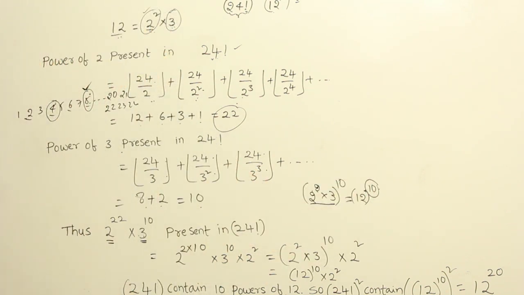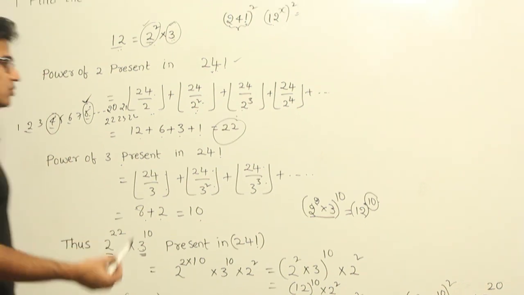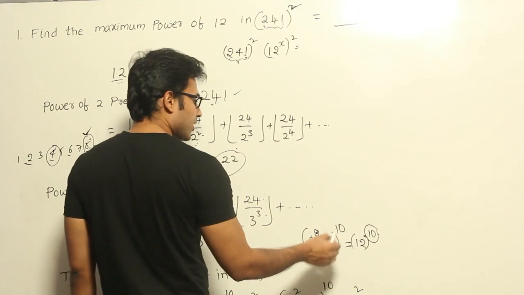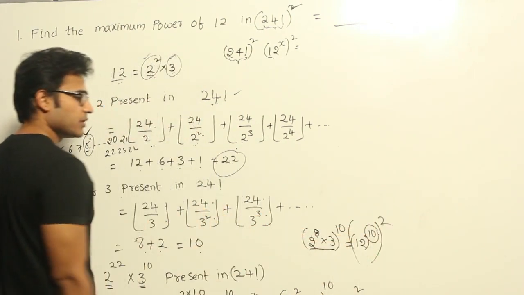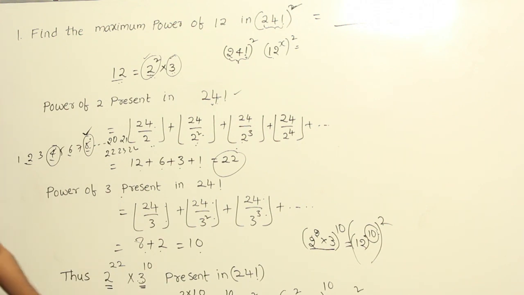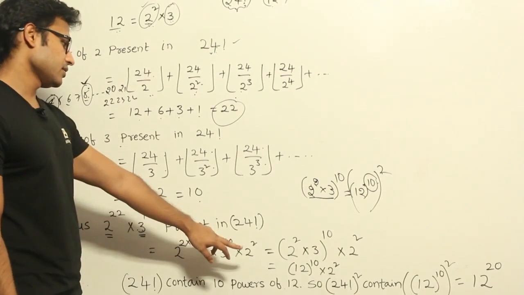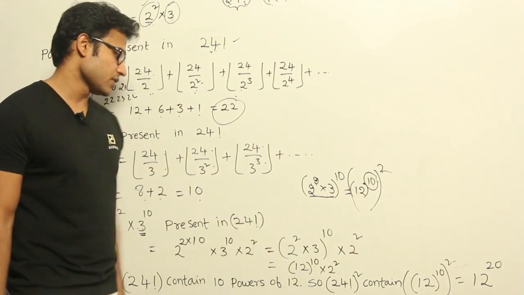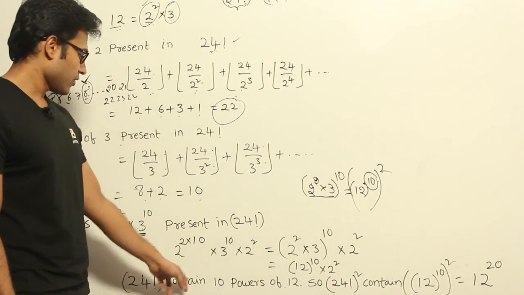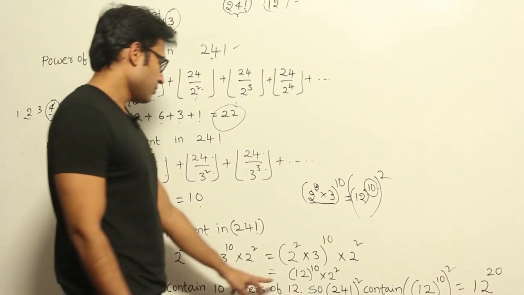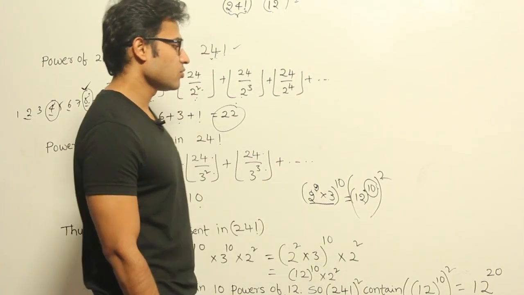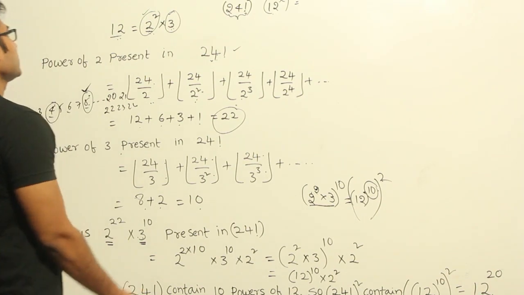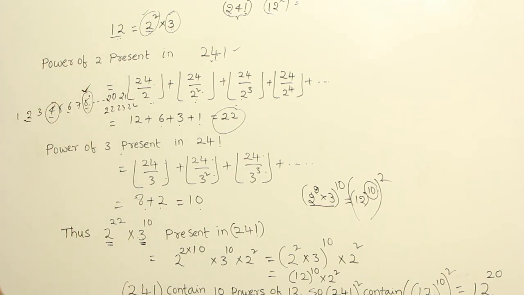Now what is it that they are asking? What is the maximum power of 12 in 24 factorial whole square? Which means if I square this, then I am definitely going to square this one as well. Then I am going to get 20. Got it? See this. So finally we got 10 here: 12 power 10 into 2 square. So 24 factorial contains 12 power 10. So 24 factorial square will contain 12 power 20. So the answer is 20. The maximum power of 12 in this is 20.